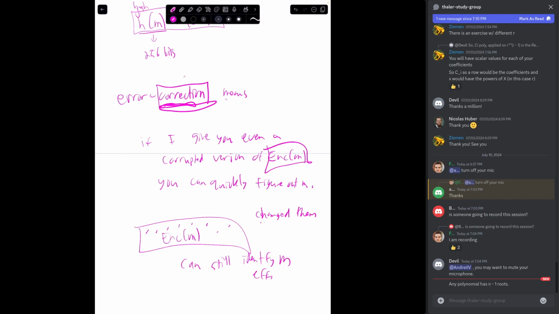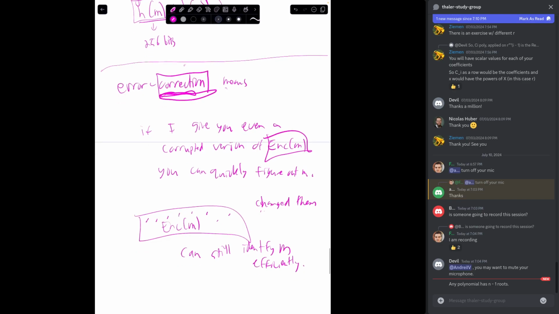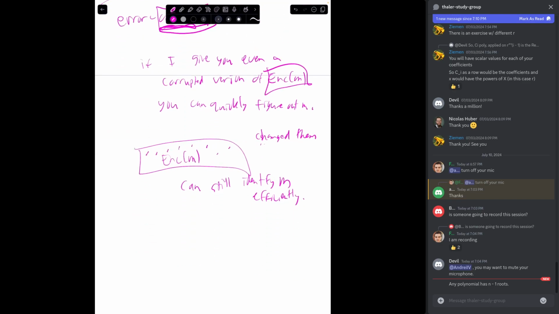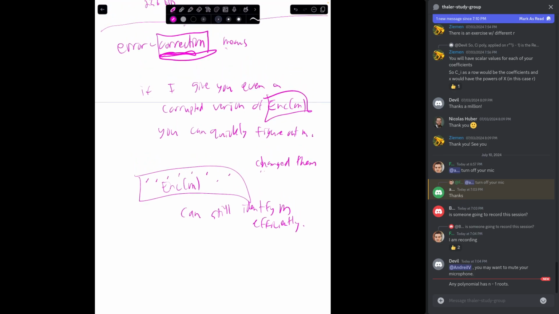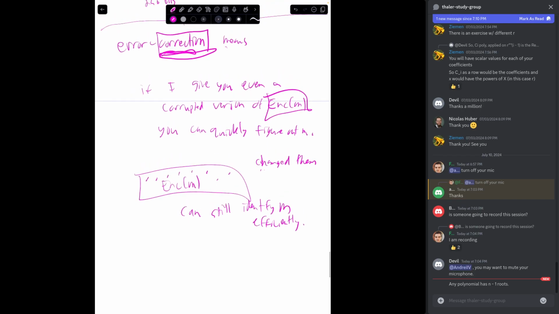So we care about the size of the result and maybe about computational complexity, the resources it takes to get the encoding. Yeah, exactly.